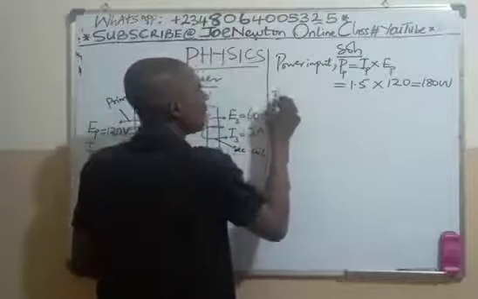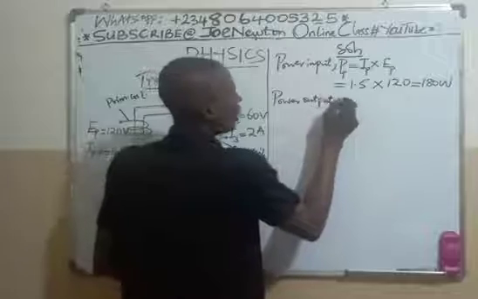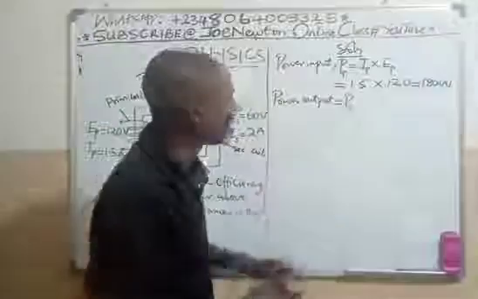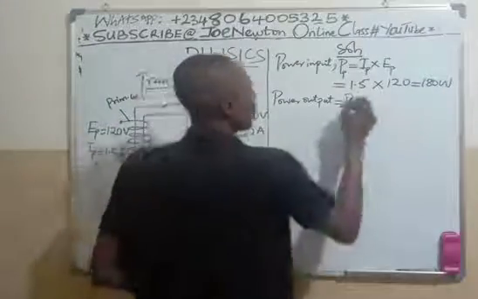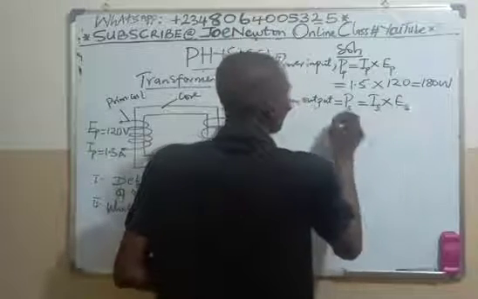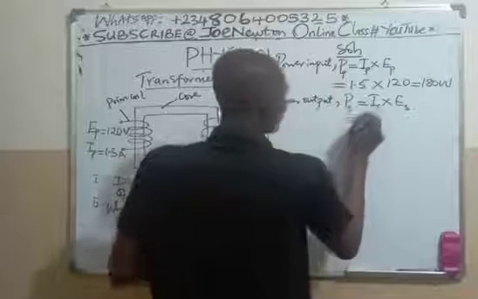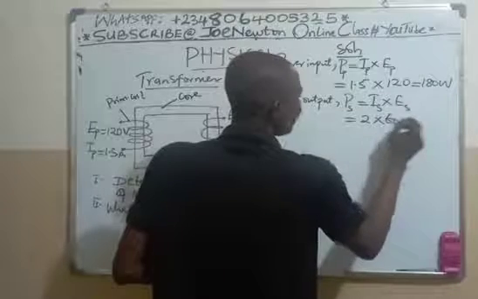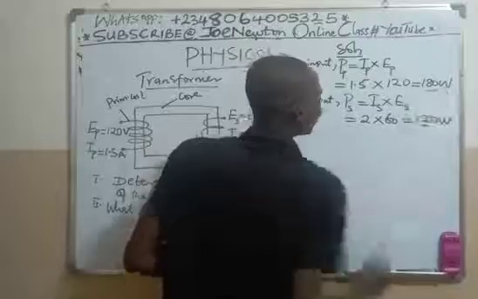Then let's look at the power output. The power output labeled PS, that's the power in the secondary coil. The S represents secondary coil, P here represents primary coil, which is equal to IS times ES, giving us IS is 2 ampere times ES 60 volts. 2 times 60 is 120 watts. So this is what we have.